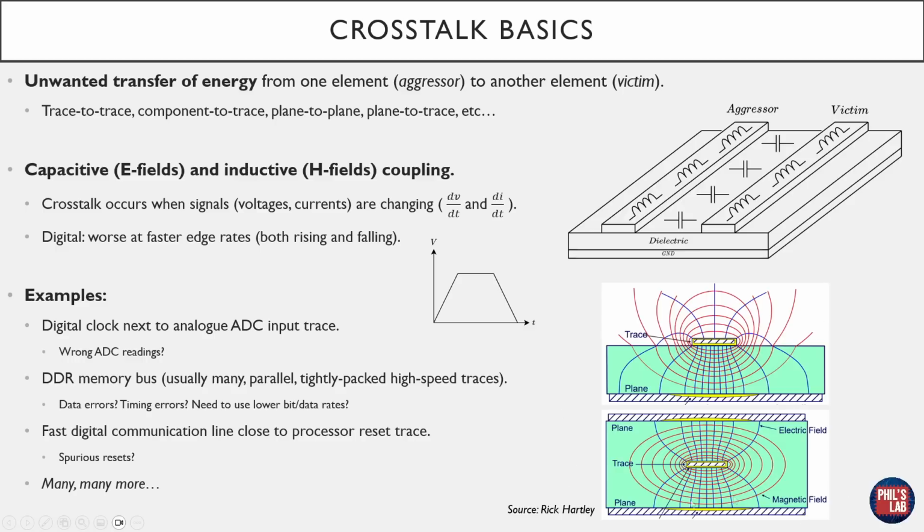Lastly, on the right-hand side, I've taken this from a Rick Hartley seminar. We can see a microstrip at the top, which is an external layer trace, and a stripline trace on the bottom, which is an internal layer trace. We can see the electric and magnetic fields do spread out quite considerably around this trace. So if we're assuming this is an aggressor trace and we bring a victim trace in close, you can see that these fields will also interfere with the fields of another trace, very simply speaking.